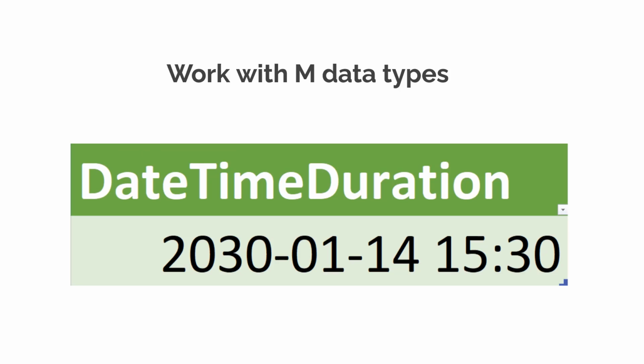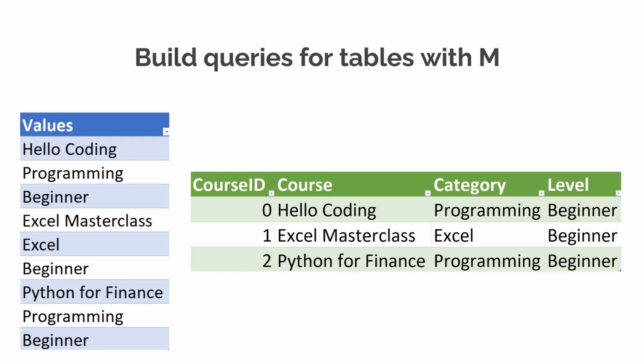Next, we're going to learn how to work with M data types. We're going to talk about different ways of working with and manipulating text, numbers, date, time, duration, time zone, and more. After that, we're going to learn how to build queries for tables with M. For example, we'll have a list of values, and we'll format those into a neat table. That's going to come in handy because oftentimes you'll get reports or data that's very messy, and you have to build queries to clean up that data. For example, you can filter a table and format a list of values into a neat table.